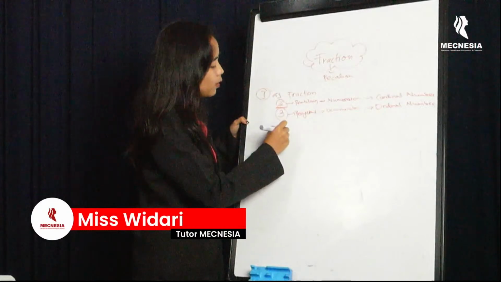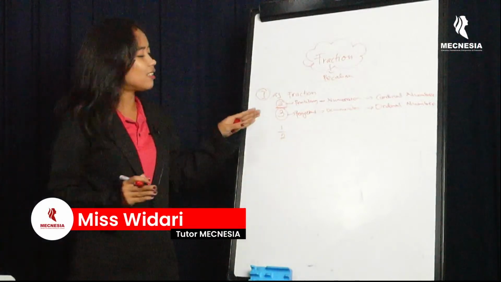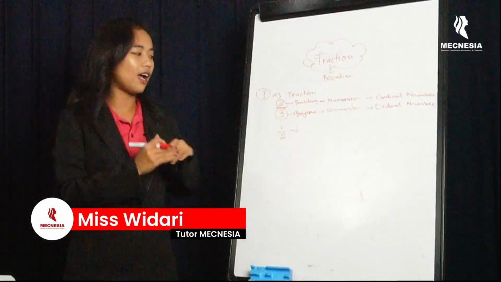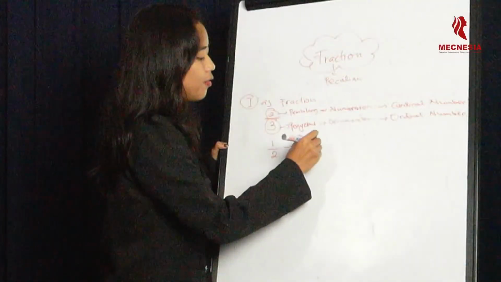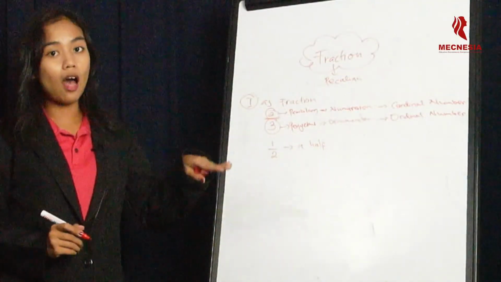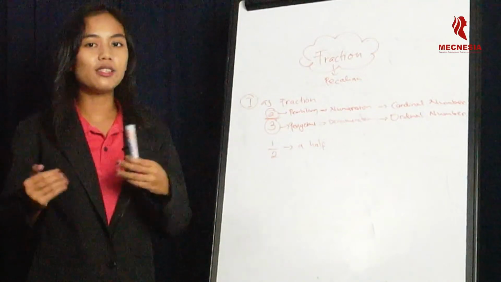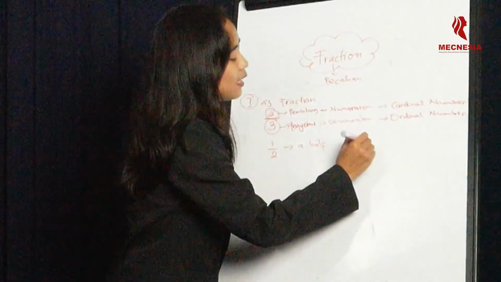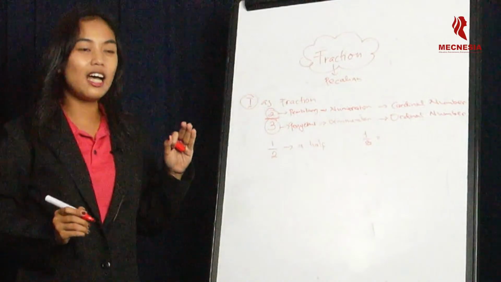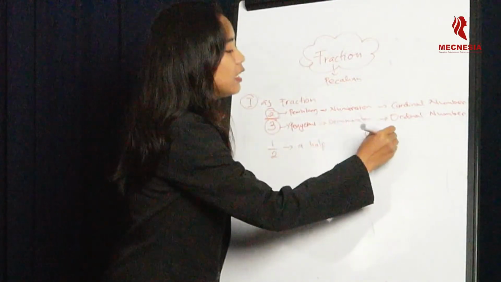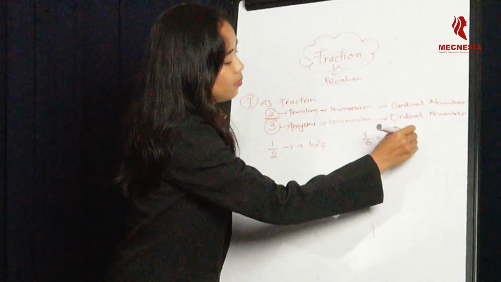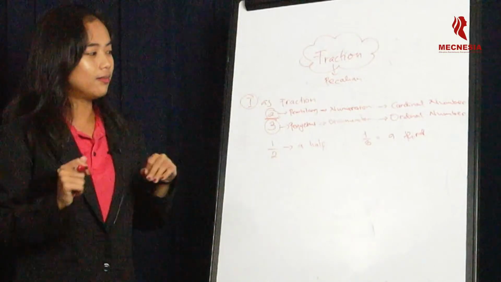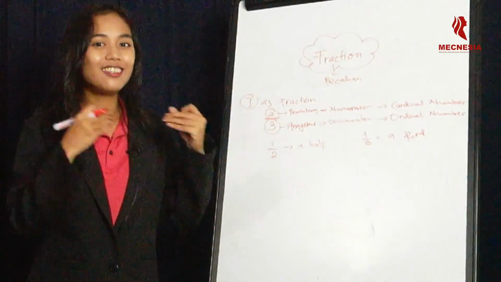Next, how about 1/2? Well, 1/2 in English, kan dia sama kayak setengah nih. So, we call it a half. Once again, a half. Next, we have 1/3. 1/3 is a third. Once again, a third. One more time, a third.